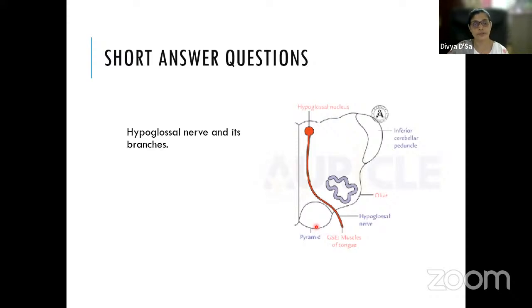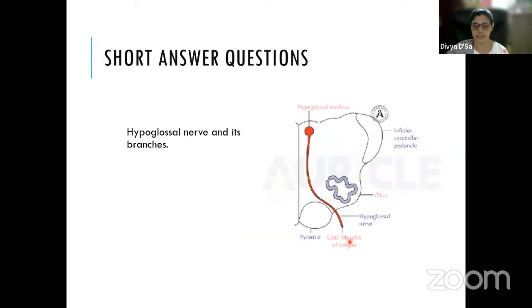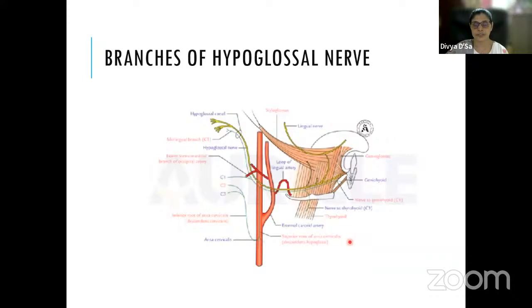So the hypoglossal nerve now begins where? It begins in the medulla, right? So this is the hypoglossal nerve. Between the pyramid and the olive, the nerve is emerging. So what is the question? Its branches are asked. What are the structures supplied by the hypoglossal nerve? It is purely a motor nerve. So what does it supply? It emerges from the hypoglossal canal and crosses across the internal and external carotid. Here it supplies all the muscles of the tongue.